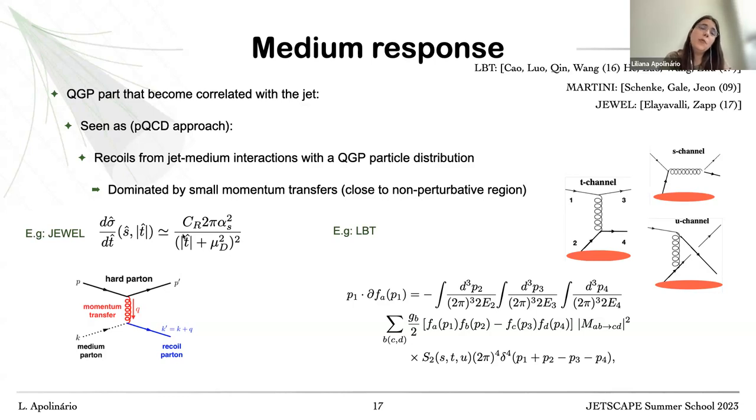All of these processes are actually closer to small momentum transfers, so low momentum and energies, and this means that you are also very close to non-perturbative regions, where you might have trouble controlling exactly, analytically, all these effects.